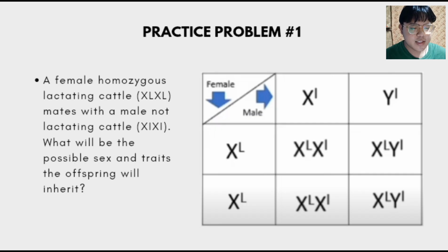Here, in our slides, we presented the answers to problem number 1. And as you can observe in our Punnett square, it's male and female. It is stated in the problem itself. So, based on the result of the Punnett square, there are 2 females and 2 males. But only the female cattle express the lactating gene. So, males do not have the lactating gene.